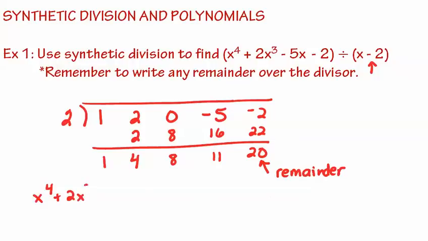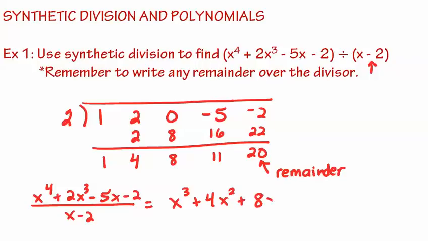Let's rewrite it as a solution. So we took this and divided by x minus 2, and what we came up with is our coefficients. Notice when we take x to the fourth divided by x, we've reduced this. So this will be x cubed plus 4x squared plus 8x plus 11. And then what do we do with our remainder? We can write our remainder over the divisor. So if our remainder is 0, that's when something unique happens.